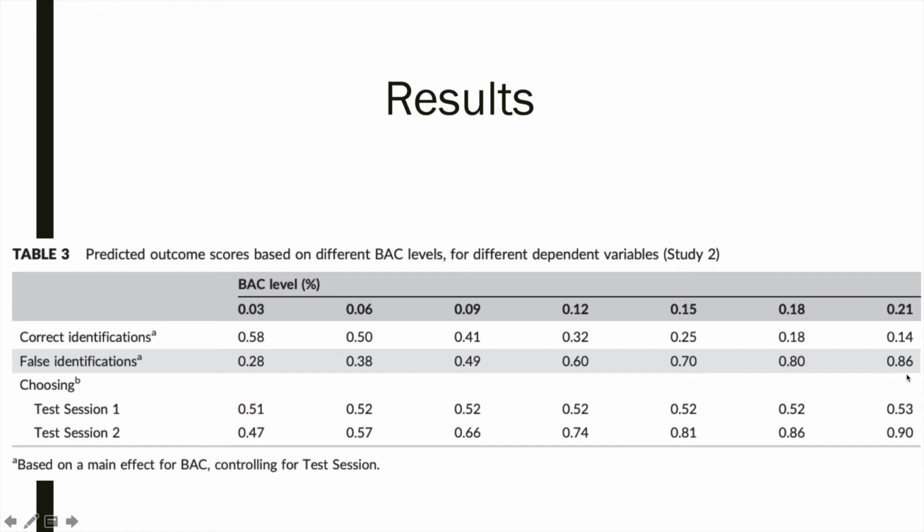So what's interesting is, although they are less accurate, they're also more confident when they're drunker, which can be problematic when making an identification and a statement with the police.